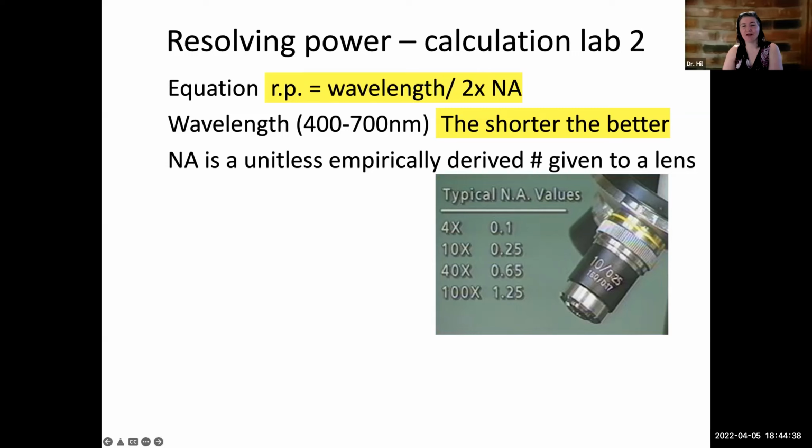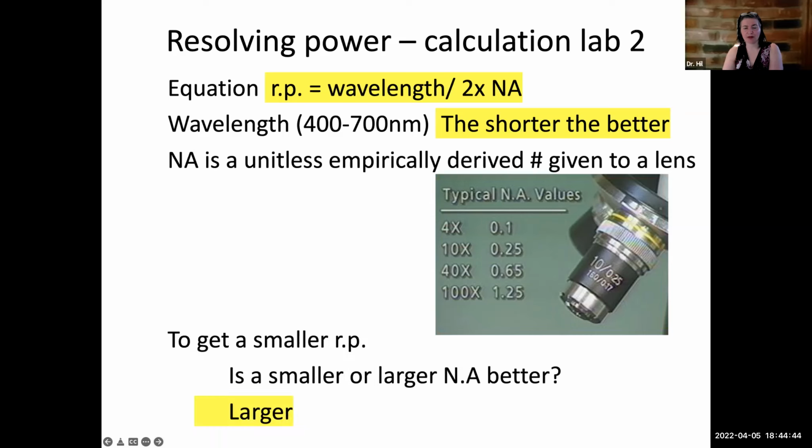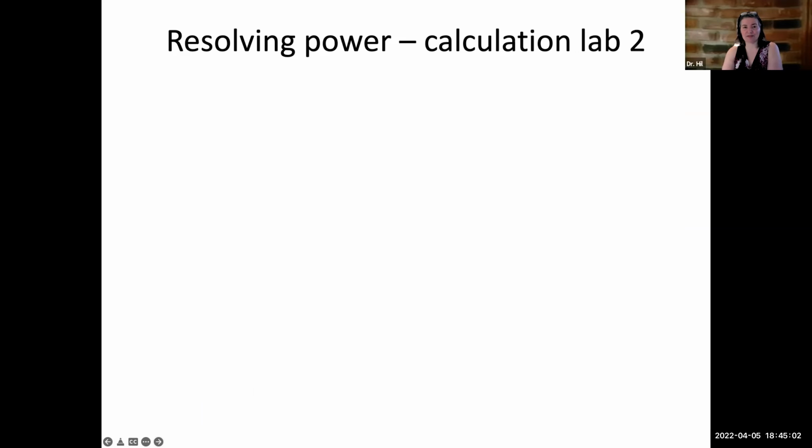And this is very close to the upper limit of what you'll see for an NA. It's harder to get bigger than that. We want a larger NA. And the NA is actually empirically derived and it's written on here. And you could sort of think about it as being like a proxy for how well this lens can resolve things. So the bigger this number is, the better the lens is.